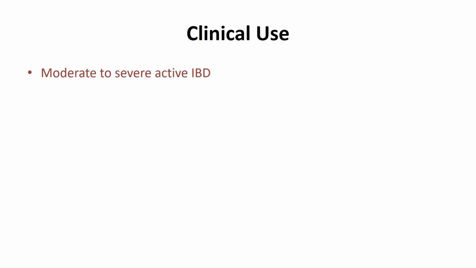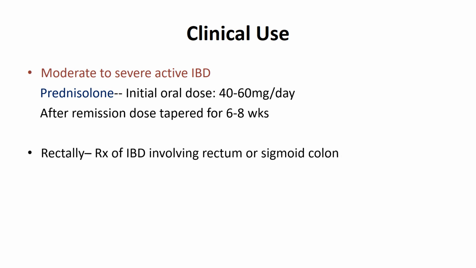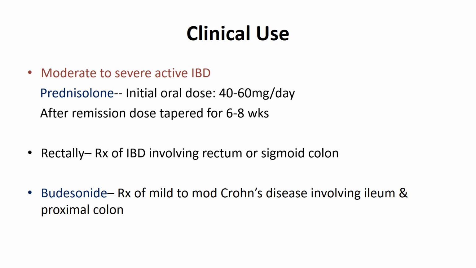The clinical use is mainly in moderate to severe active IBD. So for mild cases we don't want to use glucocorticoids, and when the symptoms are moderate to severe, we can use glucocorticoids. Prednisolone initial dose is 40 to 60 milligrams per day, and after remission has occurred, we have to taper the dose and continue for 6 to 8 weeks. When given rectally, like suppository or enema forms, it is for disease confined to the rectum or sigmoid colon. Budesonide is also used in mild to moderate Crohn's disease involving the ileum and proximal colon.